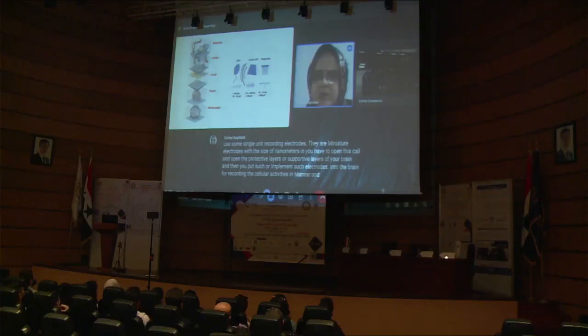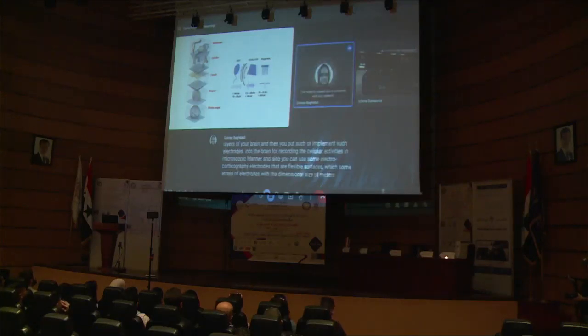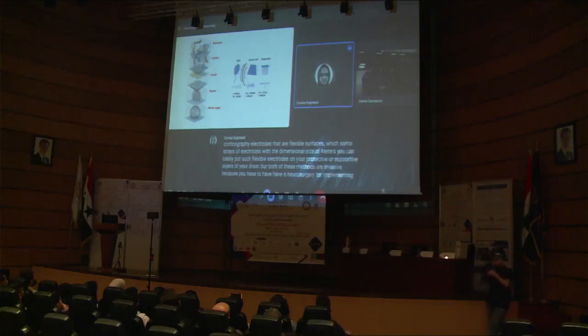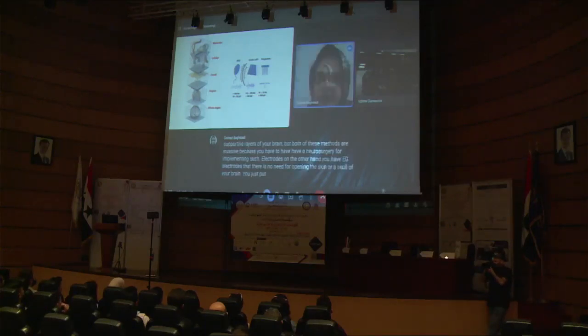And also you can use electrocorticography electrodes, which are flexible surfaces with arrays of electrodes with the size of micrometers. You can easily put such flexible electrodes on the protective or supportive layers of your brain. But both of these methods are invasive because you need neurosurgery for implanting such electrodes. On the other hand, EEG electrodes do not require opening the skin or skull. You just put these electrodes on your scalp, and you can easily record the electrical activities of the whole brain.